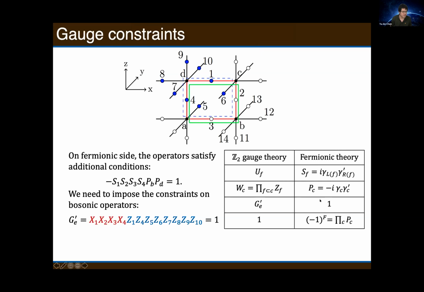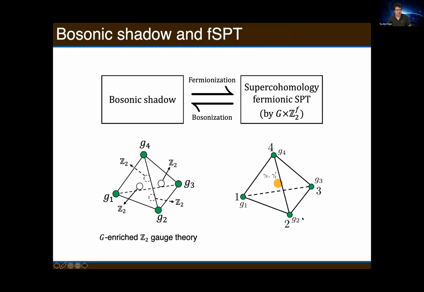So the principle here is that we can map any fermionic theory into a Z2 gauge theory. This works for any model; it doesn't depend on which model we study. So we have completed the right-hand side. Given a supercohomology model, we have the G spin on the vertex and fermion in the center. We can map this into the G spin on the vertex and the Z2 value on each face. So it's called a G-enriched Z2 gauge theory.